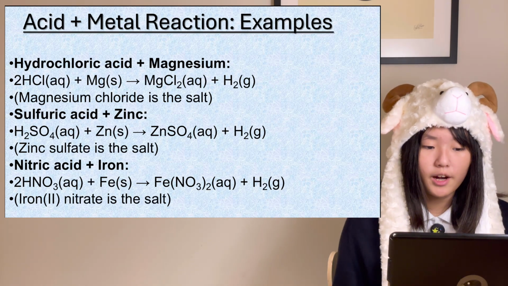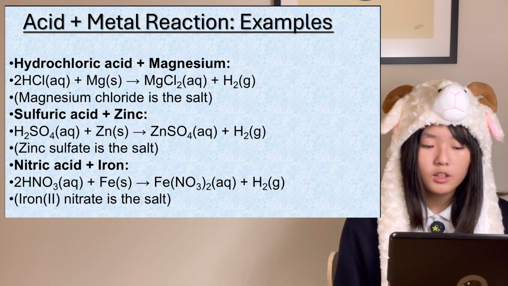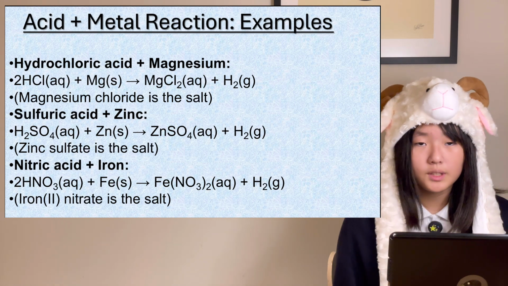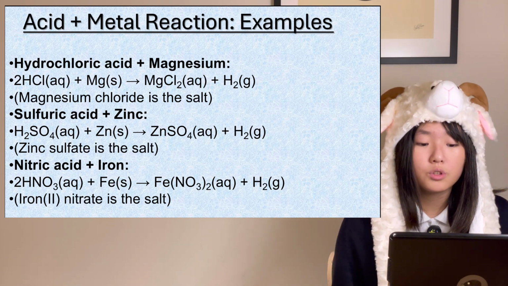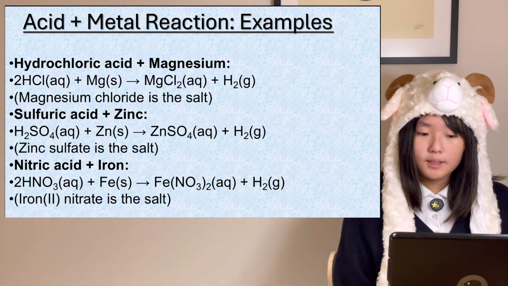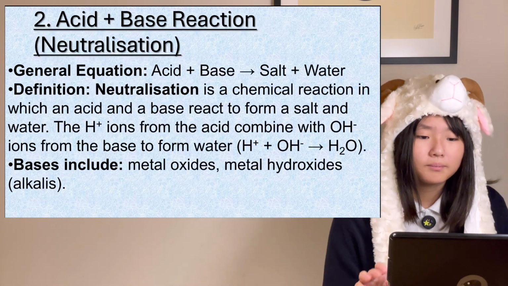Nitric acid plus iron. Nitric acid, 2HNO3, which is nitric acid, plus Fe, which is iron, becomes FeNO3, which is iron 2 nitrate, plus hydrogen gas again. Iron 2 nitrate is the salt.